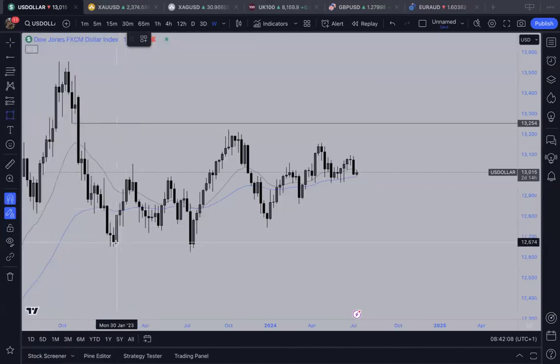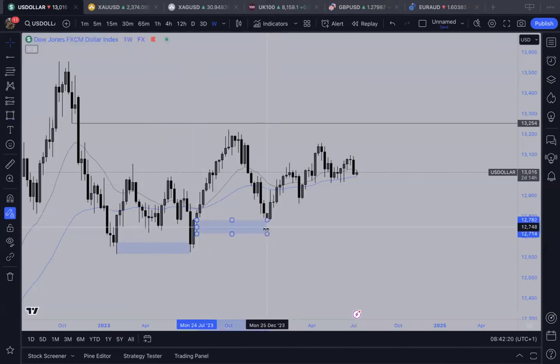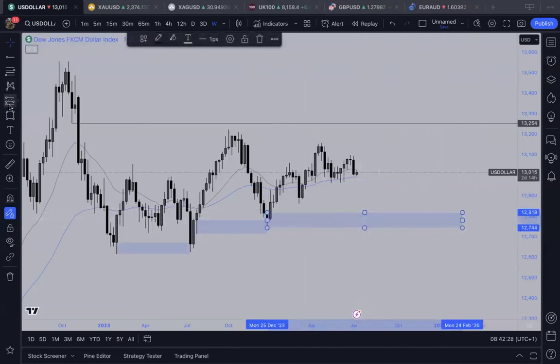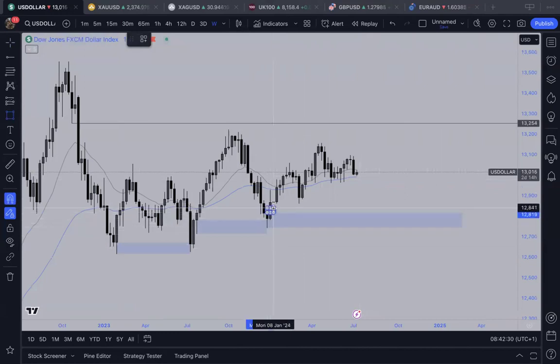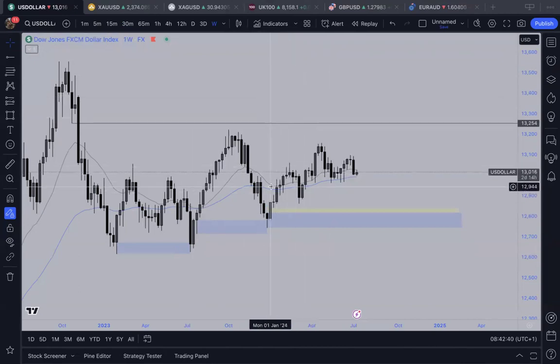Let's go in here. Cross in here. There were a lot of other mitigations within this big point. Go in here. And now we are just waiting for maybe this zone to get met, or this imbalance, basically the same thing, same area.